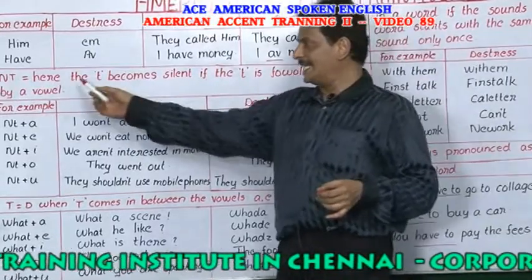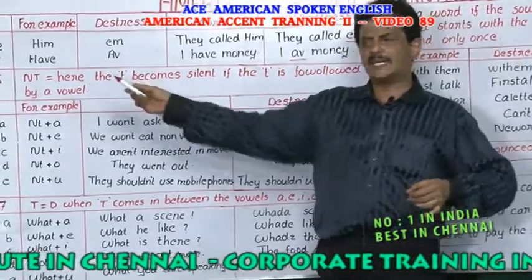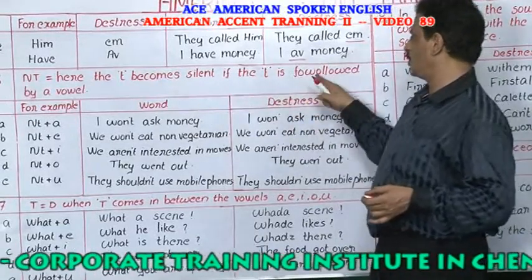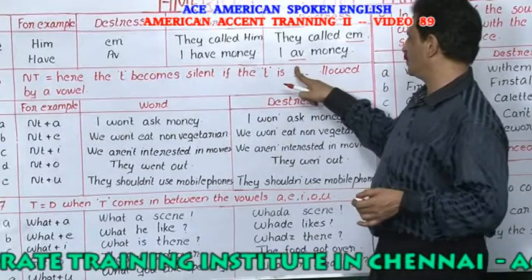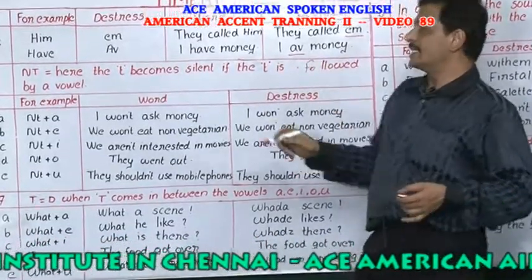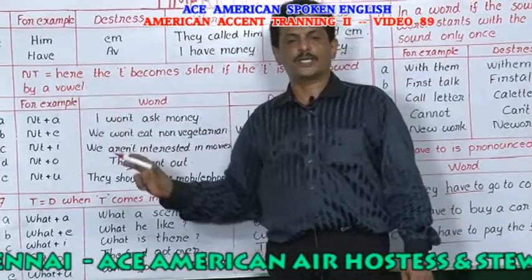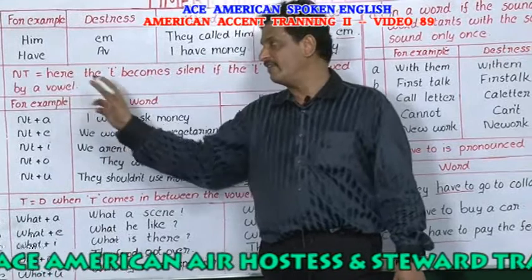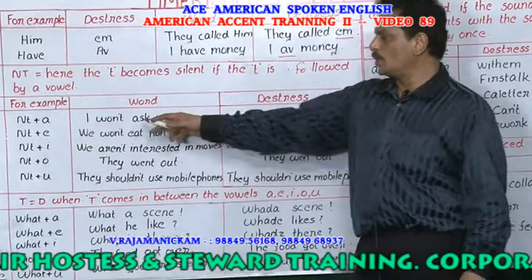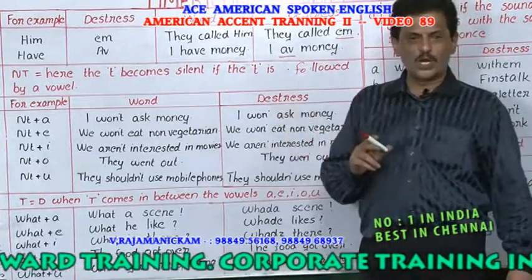So here, in NT, the T becomes silent. After NT comes, the T becomes silent if the T is followed by a vowel. See, after N, T comes, T is not pronounced if after T a vowel comes. For example, NT plus A. I won't ask money. How do you say? I won't ask money.